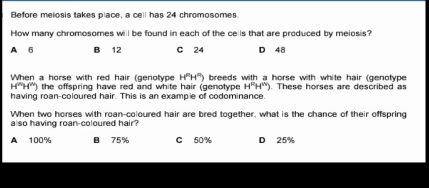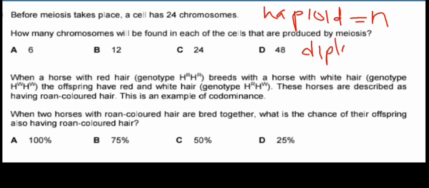Then the next one is, before meiosis takes place, a cell has 24 chromosomes. How many chromosomes will be found in each of the cells that are produced by meiosis? Okay. So now, let me just give you an example. We have what we call diploid and haploid. When you talk of haploid, it is just the half of diploid. So haploid is represented by N and diploid is represented by 2N.